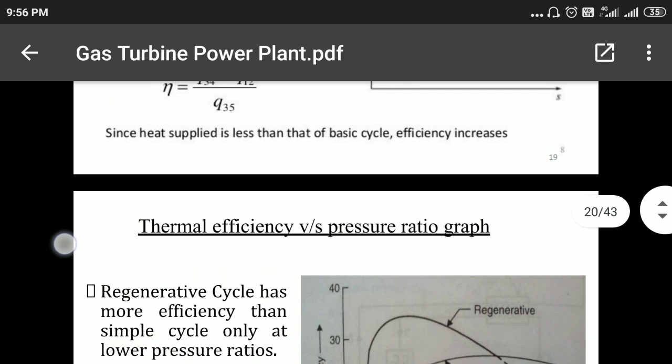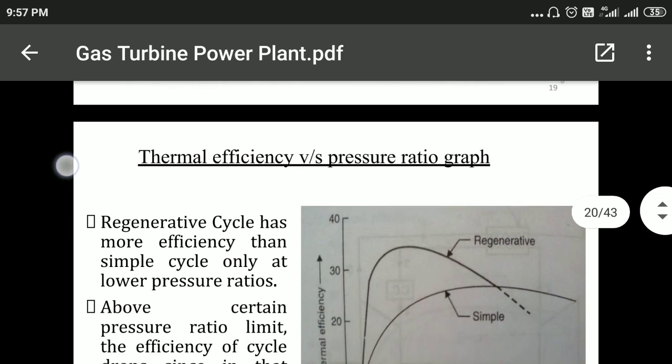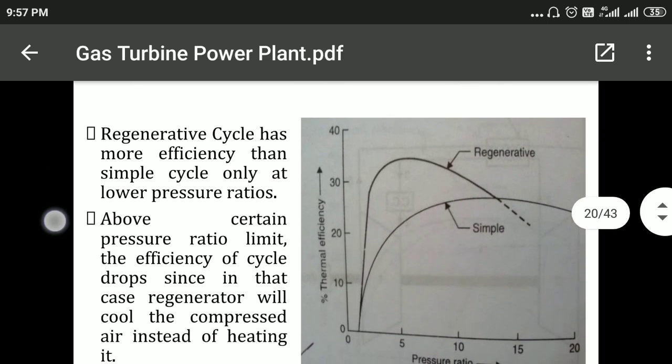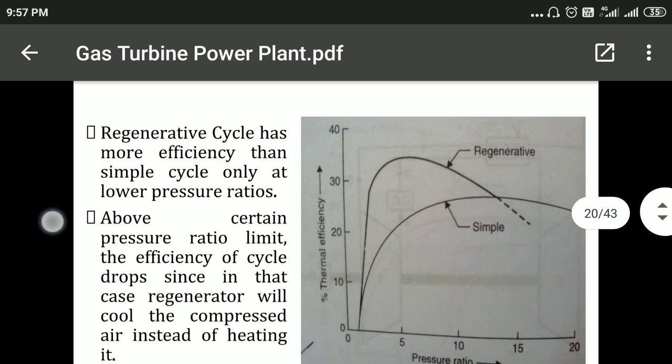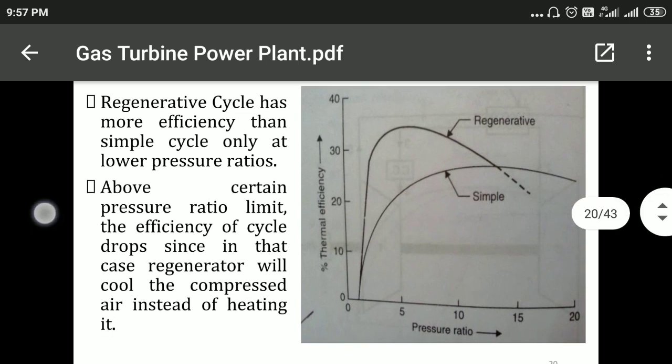Since the heat supplied is less than that of the basic cycle, the efficiency increases. The graph shown here is thermal efficiency versus pressure ratio. At lower pressure ratio we get higher thermal efficiency in the regenerative cycle, although after a certain limit there is a decrease in the efficiency, as you can see in the graph of thermal efficiency versus pressure ratio.